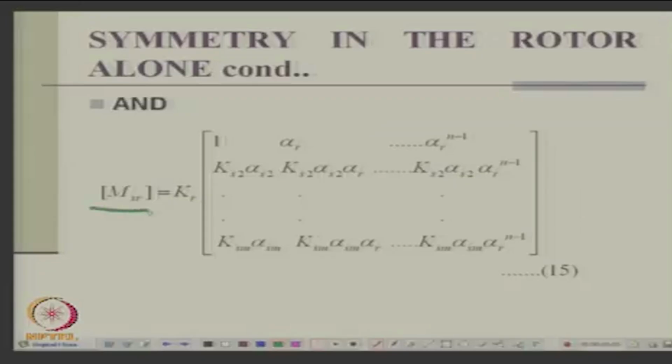Now, MSR is just a substitution. MSR will be: the first one will be 1 into alpha r to the n minus 1, then there will be Ks2 alpha S2, Ks2 alpha S2 alpha r, etc. So, you have Ksm alpha S. Ks1, Ks2, Ksm are the turns of the stator windings with reference to the S1 stator winding. Then Ksm alpha Sm alpha r, and so on. Agreed? So, we have got this MSR matrix.